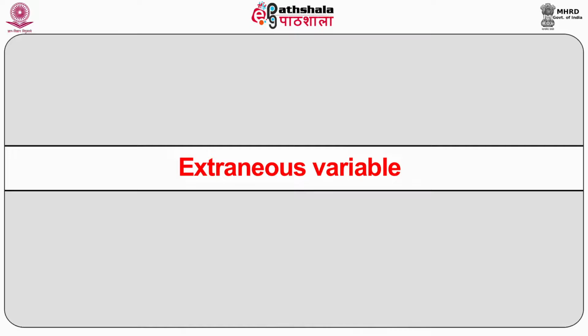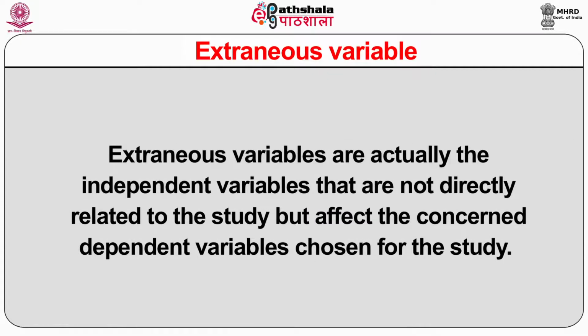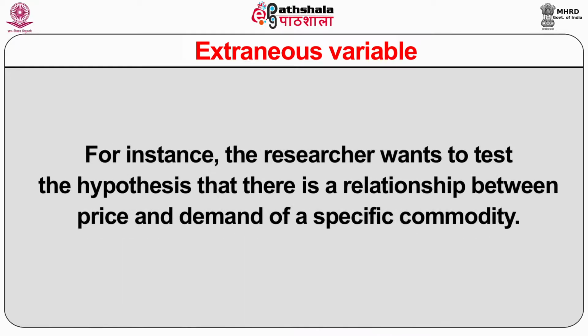The second is extraneous variables. Extraneous variables are actually the independent variables only that are not directly related to the study but affect the concerned dependent variable chosen for the study. For instance, the researcher wants to test the hypothesis that there is a relationship between price and demand of a specific commodity. In this case, the demand may be the independent variable and the price is the dependent variable. But other factors that are not the part of the study like competition, economic conditions, etc. are also affecting the prices and thus become the extraneous variables.